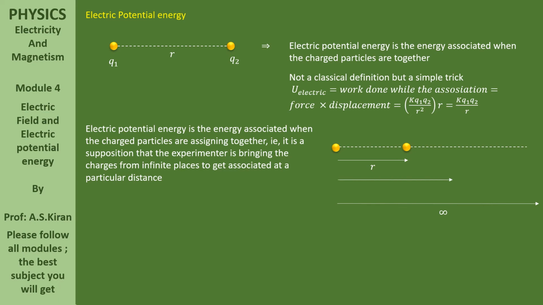Now, on the referred line, let us consider a random distance, or else a random displacement. That is S. What for are we taking S here? We are going to find the work done. What for work done? To find the energy associated.